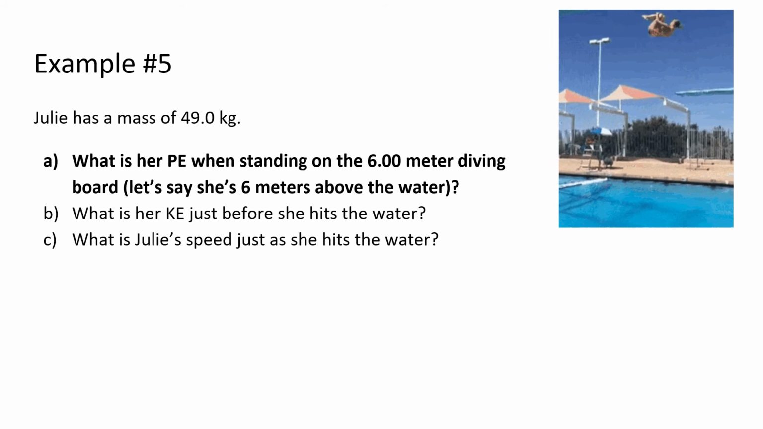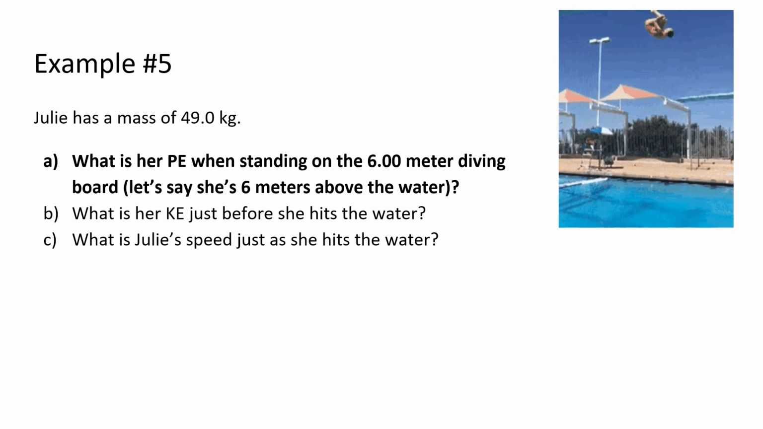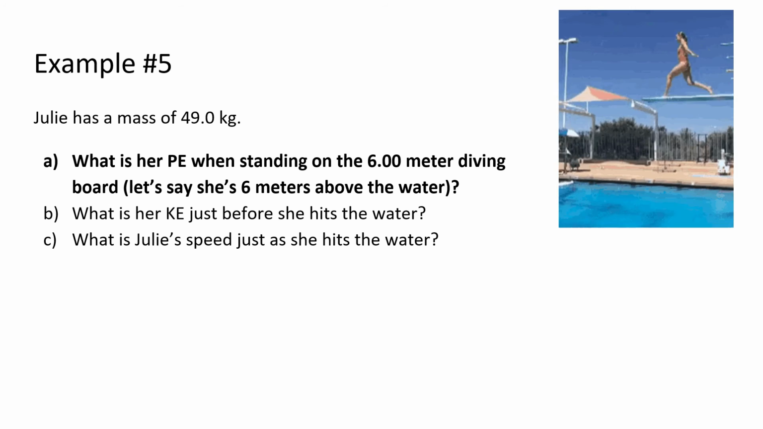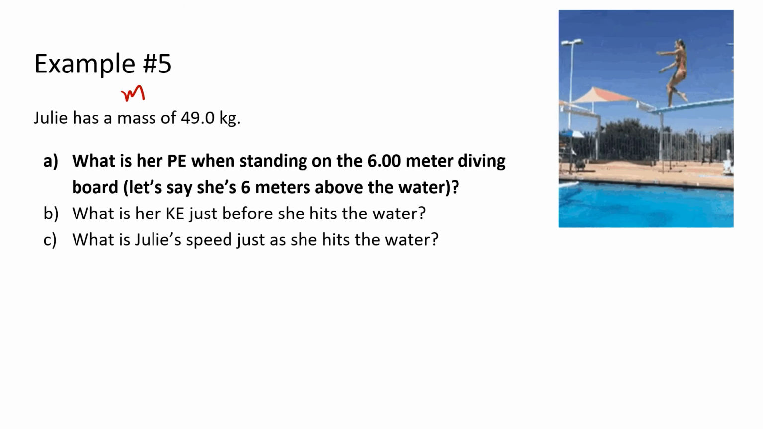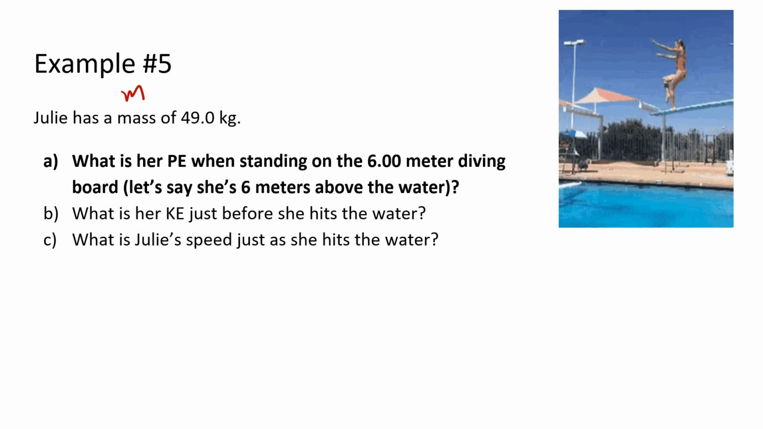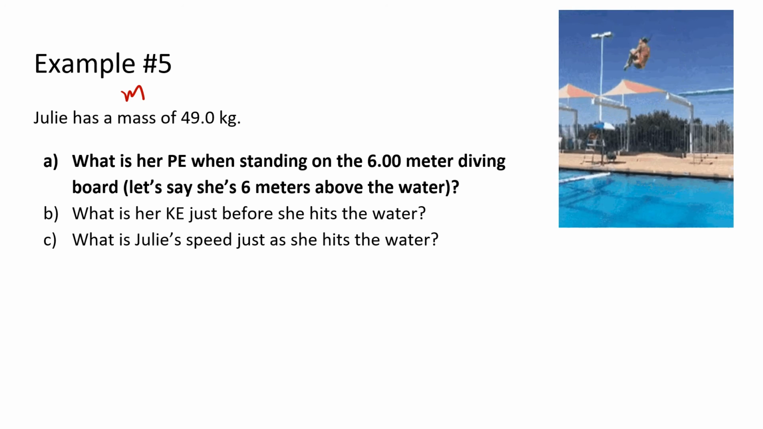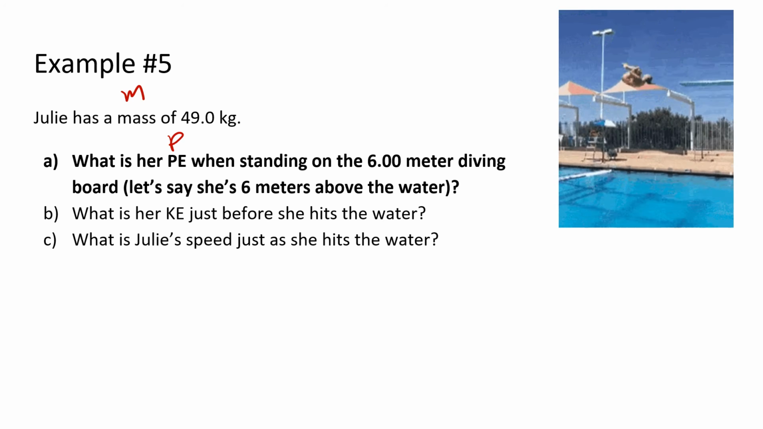All right, so this example 5 is in 3 parts. Sorry, it's kind of mean. Julia has a mass of 49 kilograms. What is her potential energy standing on the 6 meter diving board? Let's say she is 6 meters above the water. So for letter A, I'm trying to find my potential energy.